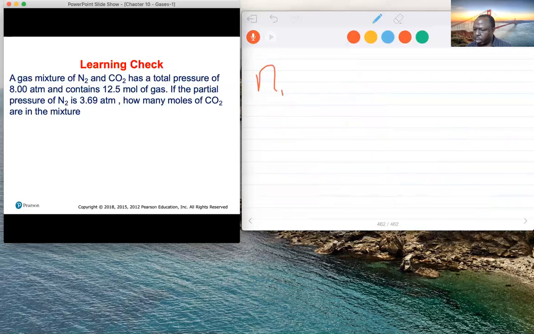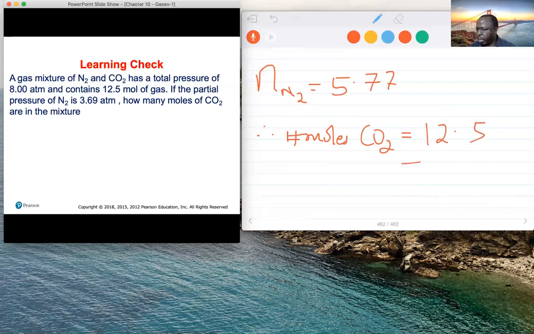Therefore, N, which is for nitrogen gas, is 5.77. These are the number of moles of nitrogen gas. Therefore, the number of moles of CO2 equals 12.5 minus 5.77. I have 6.73 moles of CO2.